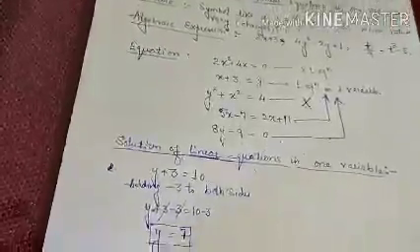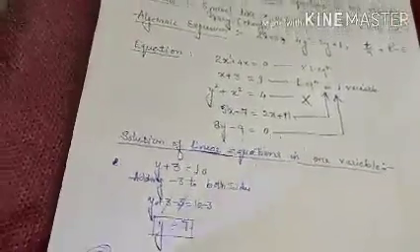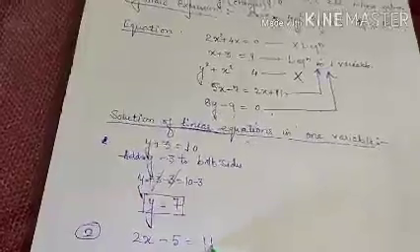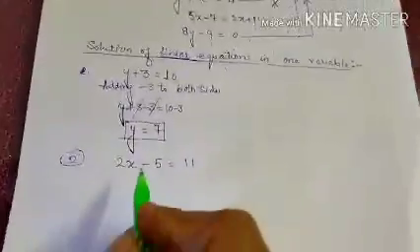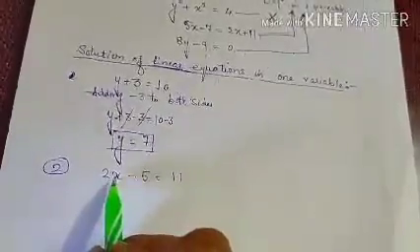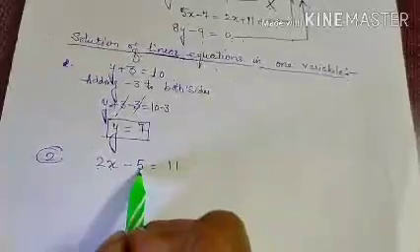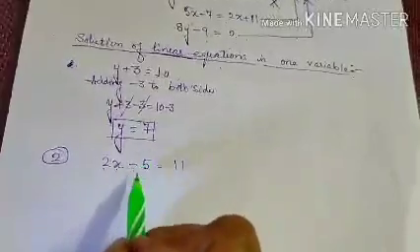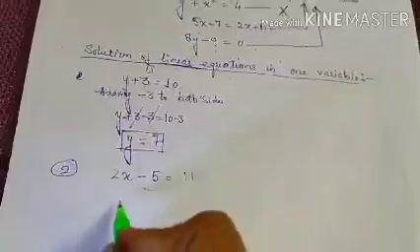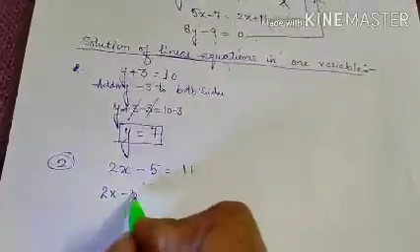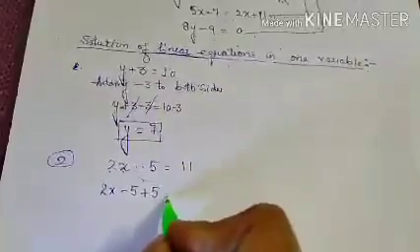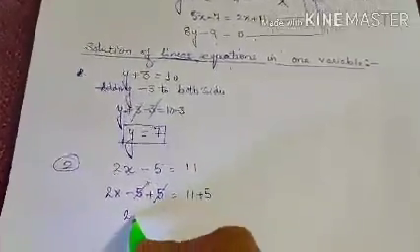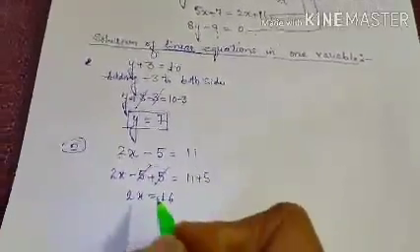Let us take one more problem. Suppose we have 2x minus 5 equal 11. Here the x is multiplied by 2 and here it is minus 5. So first of all you have to remove this minus 5 from the left hand side. So you have to add 5 on both sides. When you add 5 on both sides, this gets cancelled. You have 2x equal 16.